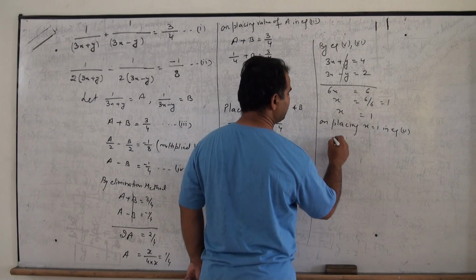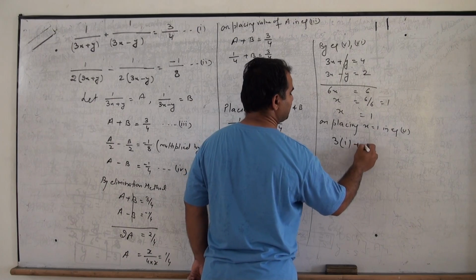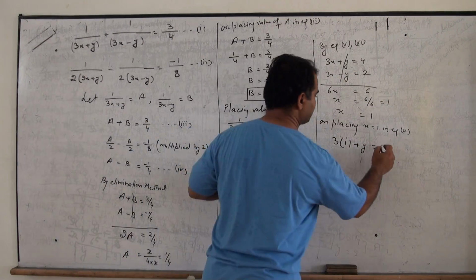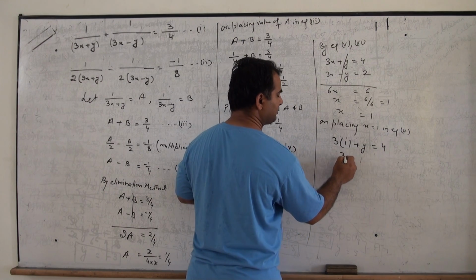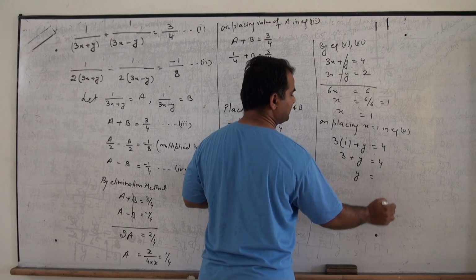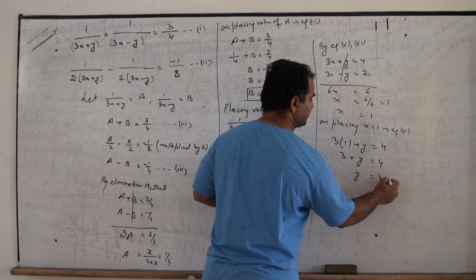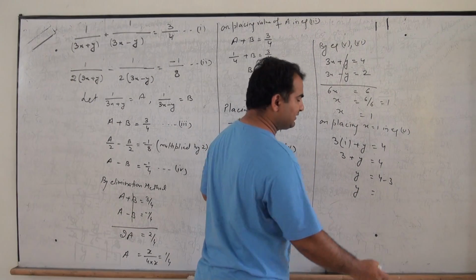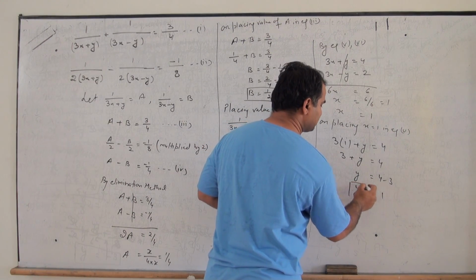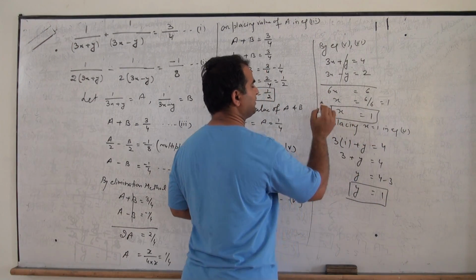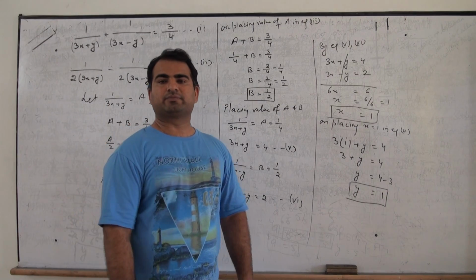So it will be 3 bracket 1 plus y equals to 4. What is 3 into 1? 3 plus y equals to 4. What is y equals to? y equals to 4 minus 3. So y will be, what is 4 minus 3? It is equals to 1. This is the final answer. We got the value of x and y. x is equal to 1 and y is equal to 1.